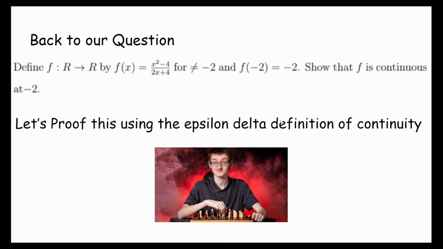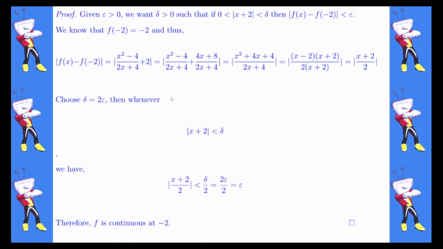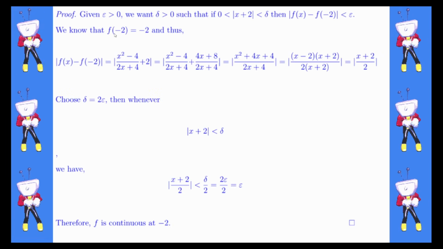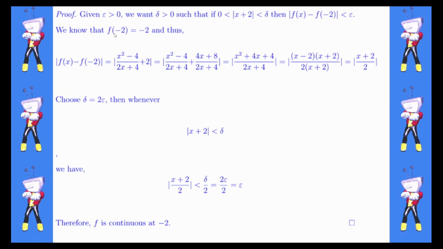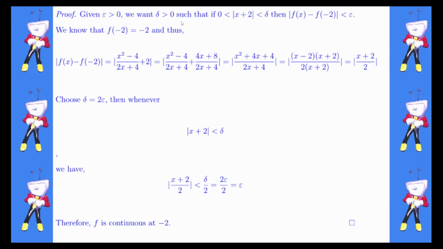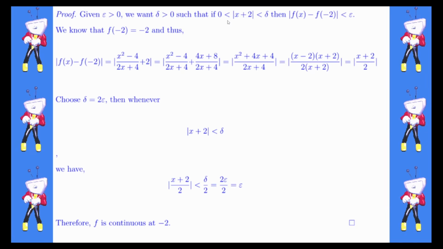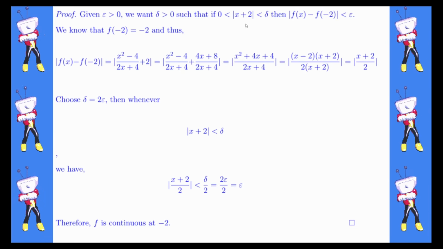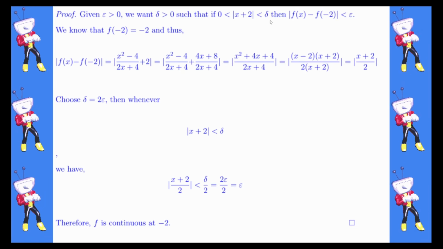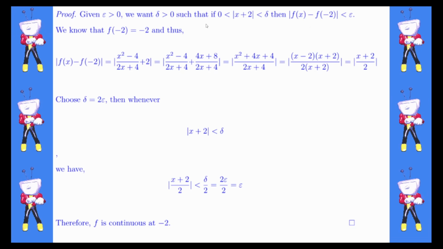Now, back to our question. Let's prove this using the epsilon delta definition of continuity. First, given an epsilon greater than 0, we state our goal of we want to find a delta greater than 0 such that if the absolute value of x plus 2 is less than delta, then the absolute value of f of x minus f of -2 is less than epsilon.